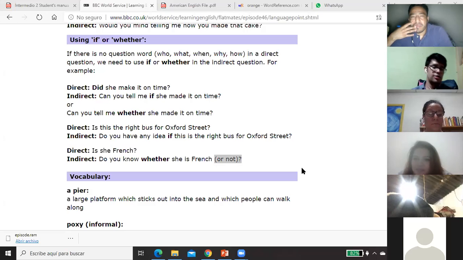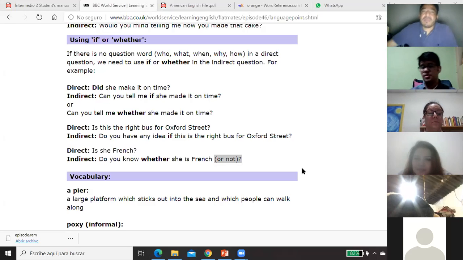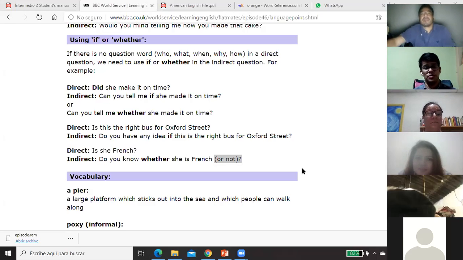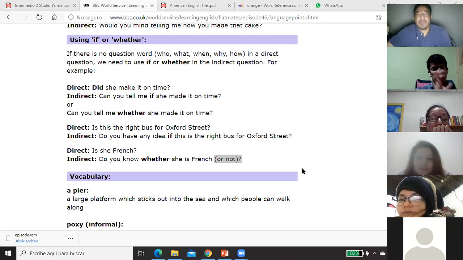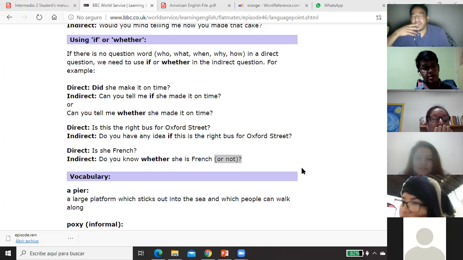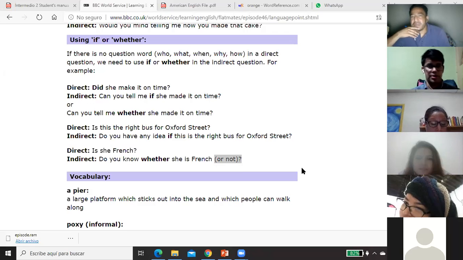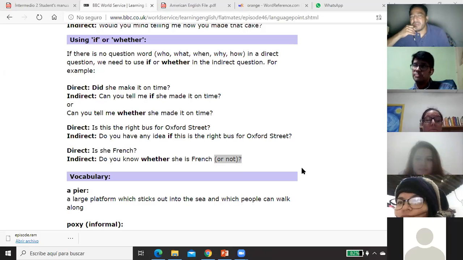Acuérdense que cuando nosotros le agregamos esta frase introductoria, la pregunta ya no conserva la estructura de pregunta, o sea, que lleva el auxiliar primero, sino que va en formato de oración. Can you tell me if the store is open? Can you tell me if you are busy in the morning? Como que fuera una oración, pero lo único que se hace es cambiar el orden.